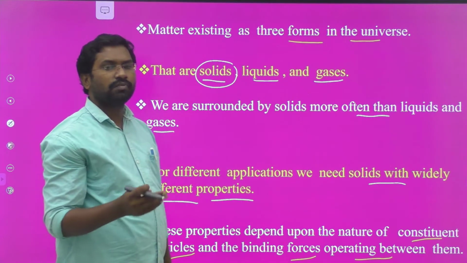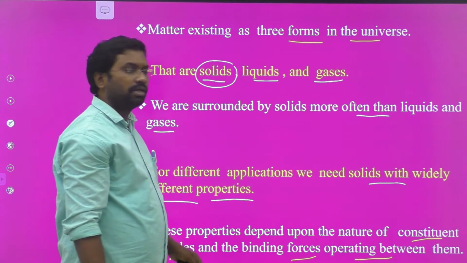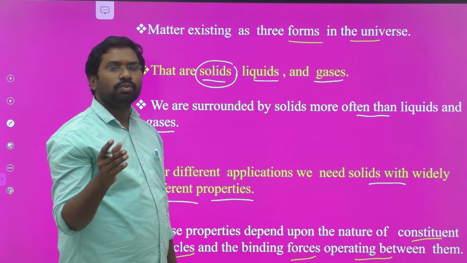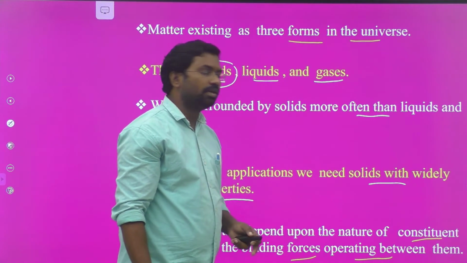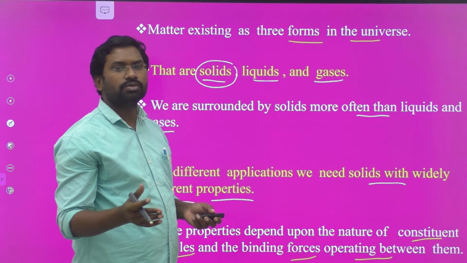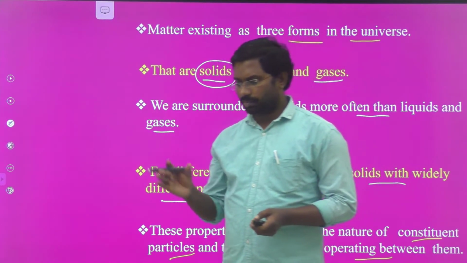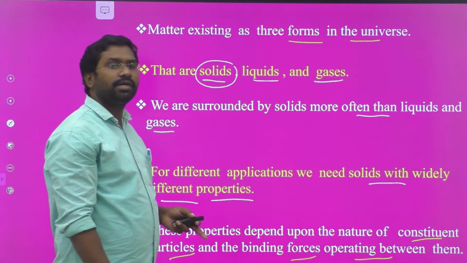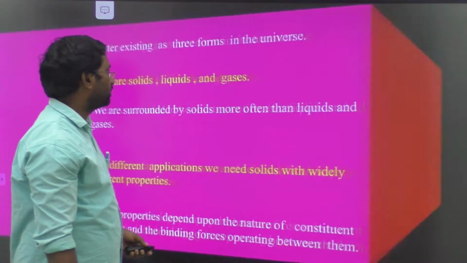So the wide properties of these solids are mainly based on two points. What are they? First, constituent particles. Constituent particles means the atoms, ions or molecules which are present in the given solid. Second, the binding forces operating between them, the forces present between the atoms, ions or molecules in the given solid. Based on these two, the wide range of solids can be defined.